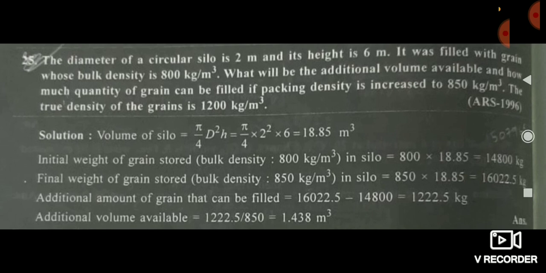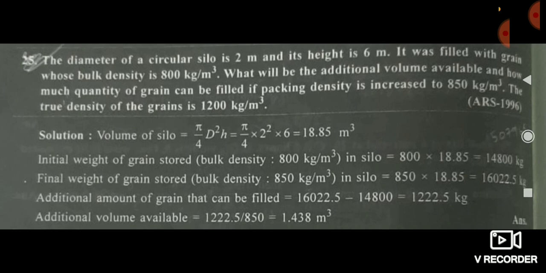So friends, we have to calculate the change in weight, that is final weight minus initial weight, and you can get 1222.5 kg. And friends, it is asking about the additional volume. So you have got the change in weight. In the question it is clearly given that when the density is changed to 850 kg per meter cube, we get the change in weight, so we can calculate the change in volume, that is the additional volume needed.